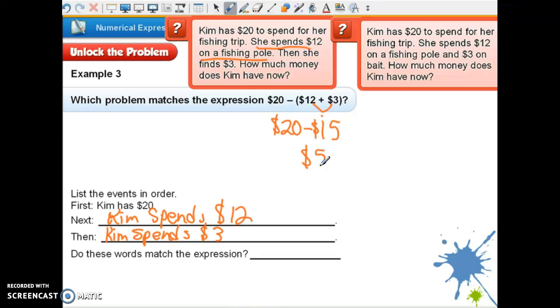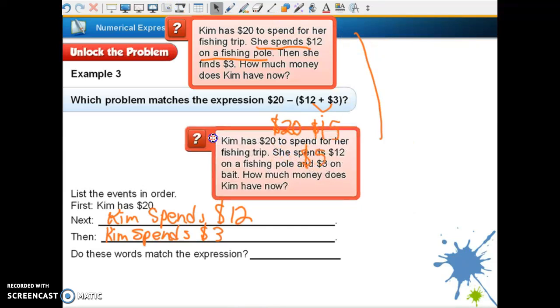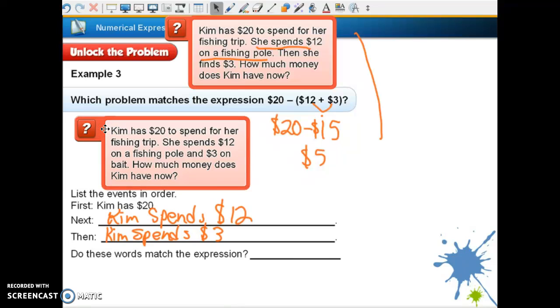So do these words match the expression? This one matches the expression. So we're going to say yes. So you got to be a little careful there.